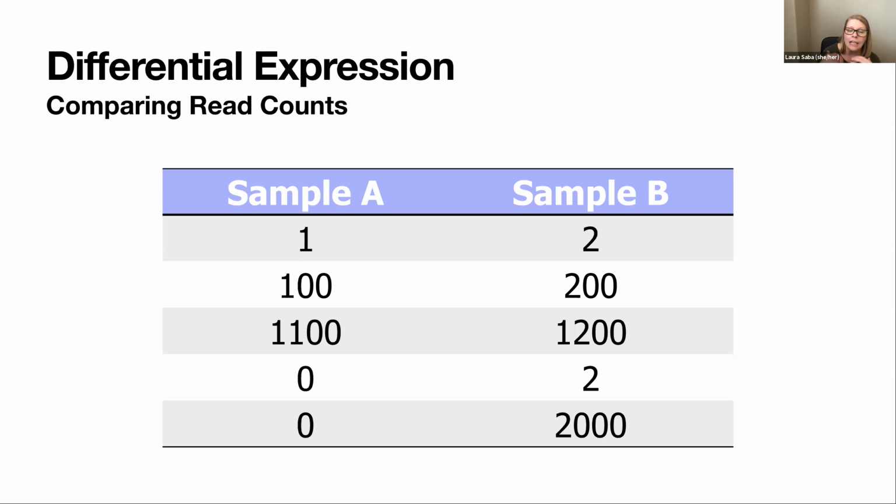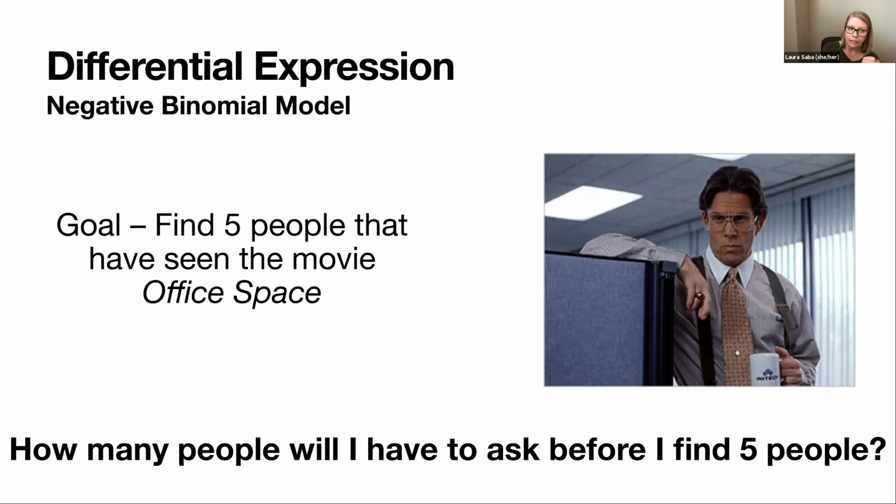And so what we need instead, what's typically used for RNA-seq data, is, instead of a linear model, a negative binomial model. For a negative binomial model, the idea is how many failures do you have before a given number of successes? So, and I don't know if this is spurred from missing being in the office, but if our example is we want to find 5 people that have seen the movie Office Space, in the negative binomial model, we want to say how many people will we have to ask before we find those 5 people.